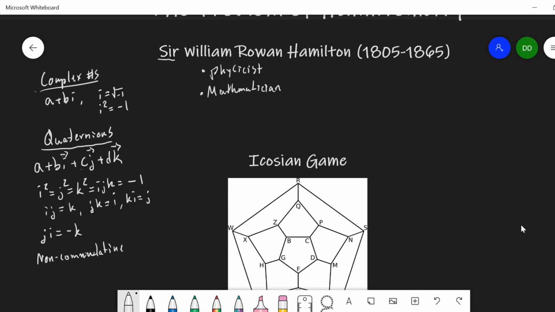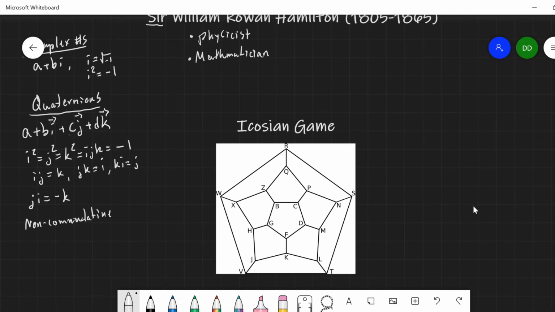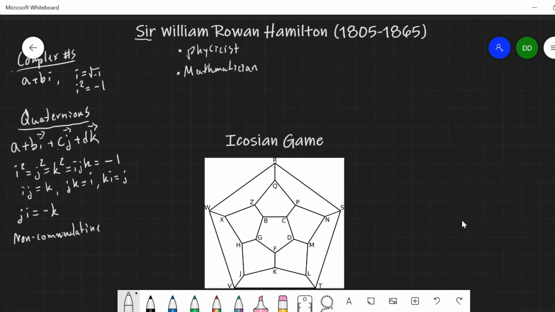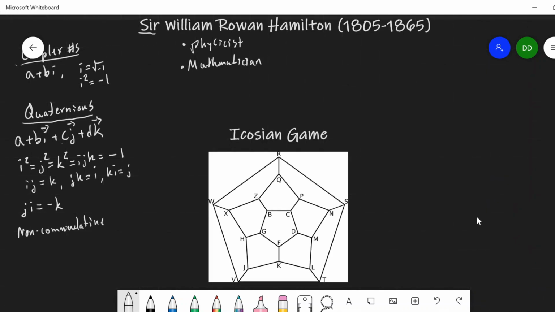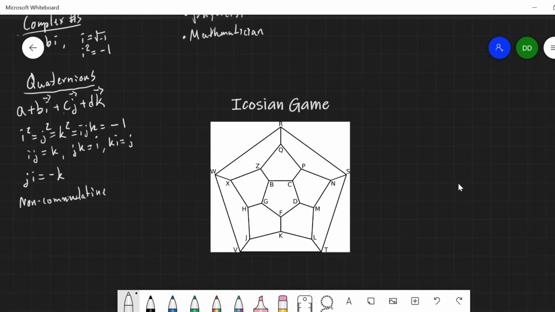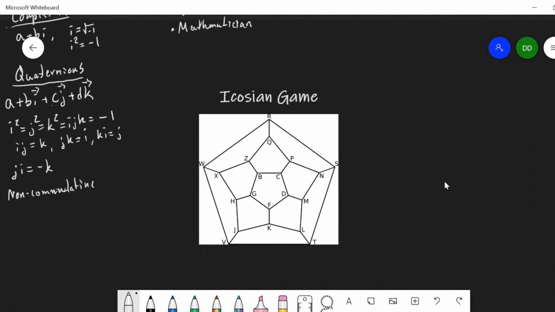It was a little board game that he invented just for entertainment, and he tried to sell it. So the game went like this. There were 20 vertices. He didn't actually draw his vertices as dots or points, but just thought of this as the vertices and edges of a polyhedron.